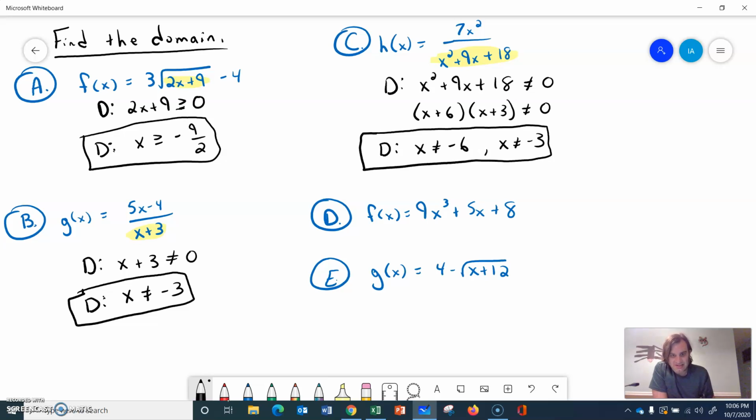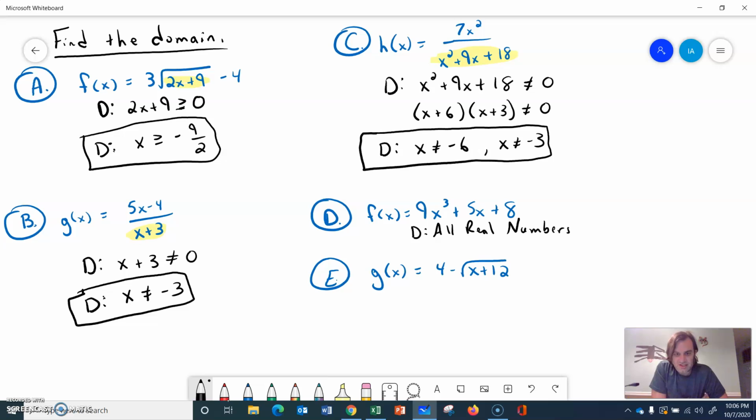D is the function f of x equals 9x cubed plus 5x plus 8. In this particular one, there's no denominator, there's no root. This domain is all real numbers. There's no real numbers that I can plug in that will cause me any problems.